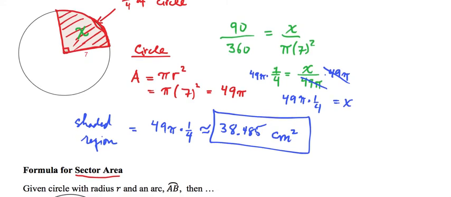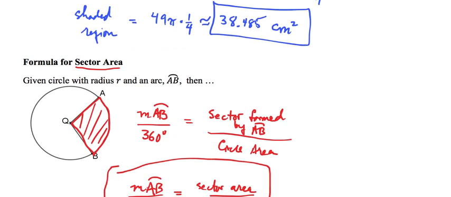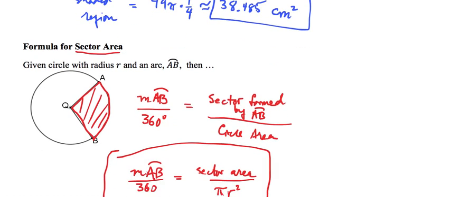For a more general formula, we want to use this one. Even this formula down here works even if the measure is not a nice number like 90, even if it's 73, 81, anything like that. This process here still works.